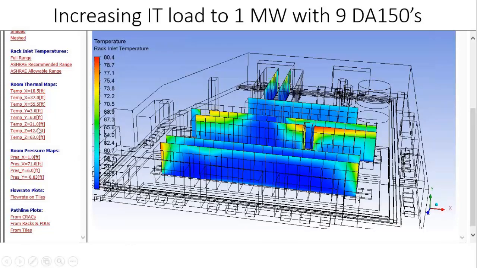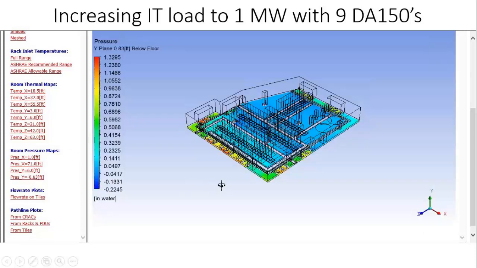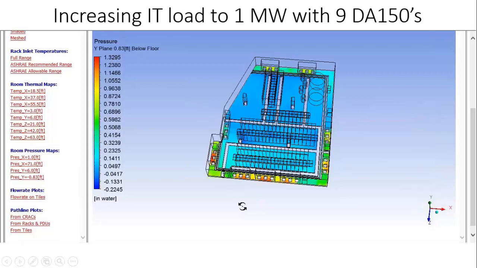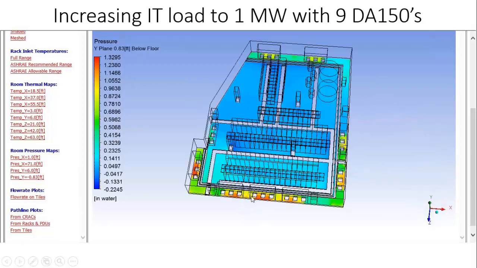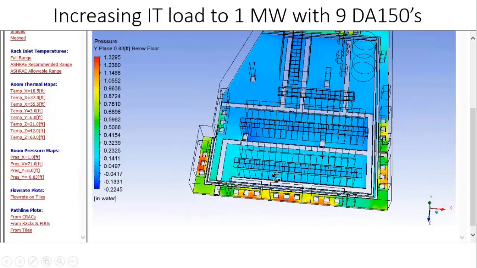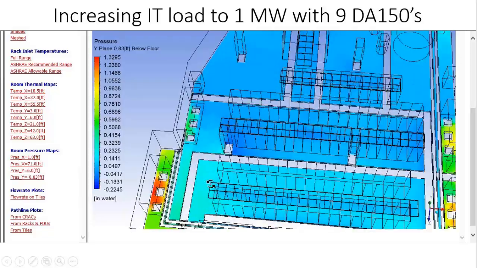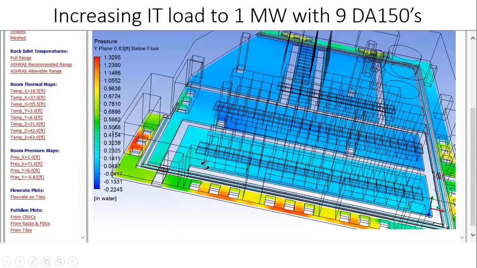Also, let's look at the underfloor pressure here as well, just to make sure that we're not getting into any trouble on those fan curves. So here is floor pressure, and you can see we're getting up around 1.3 inches of water.